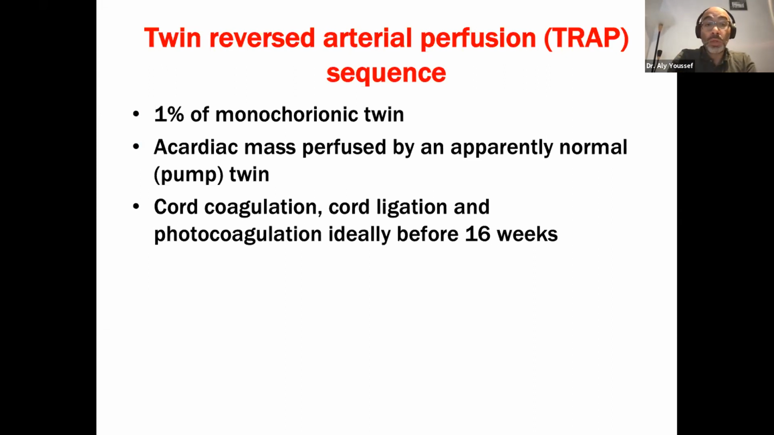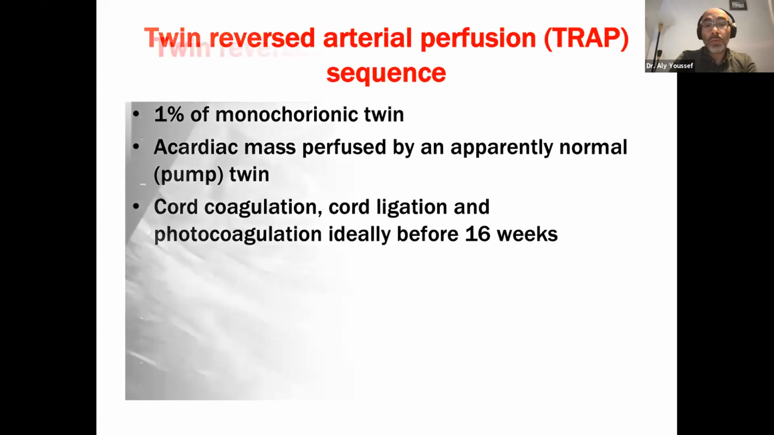So how can it be treated? As early as possible, usually best before 16 weeks. Cord coagulation, cord ligation, or photocoagulation should be performed. So we have to block the circulation of the acardiac mass to avoid the demise of the normal baby.